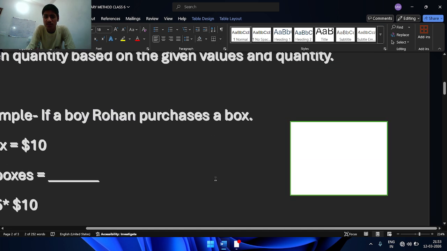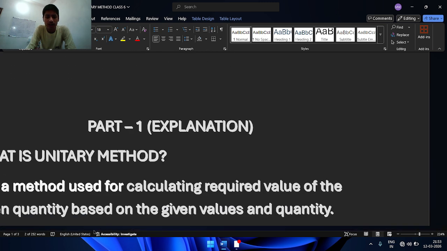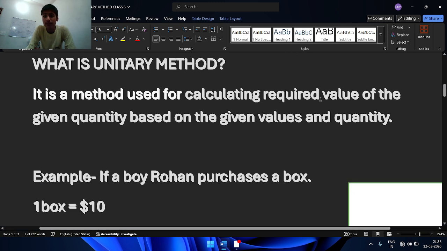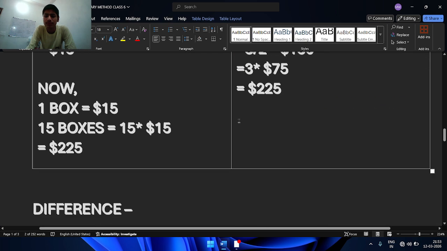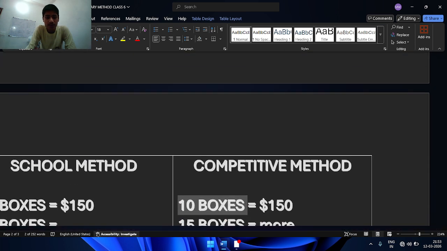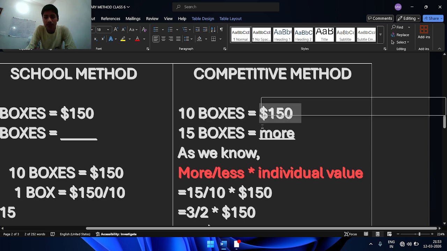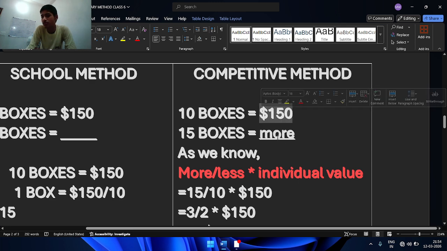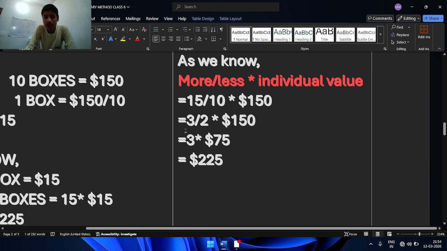What was the definition I told you? It is a method used for calculating the required value of the given quantity based on the given values and quantity. So here what we did is that this is the value of this quantity of 10 boxes, $150. If you calculate further, it will be 3 by 2, 5 dividing by 5.